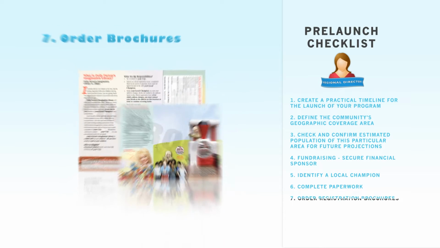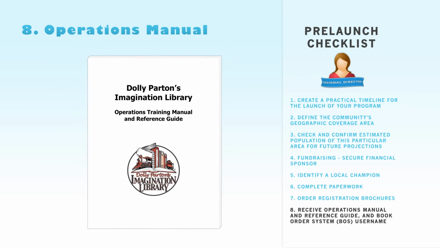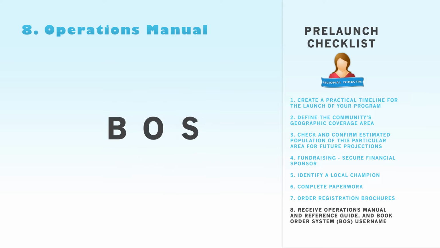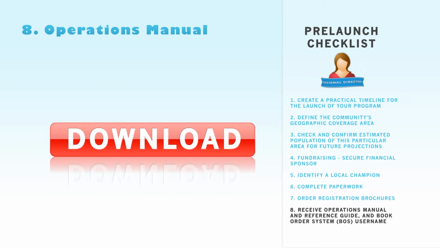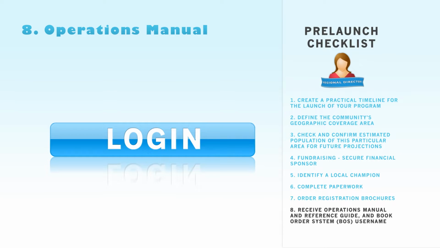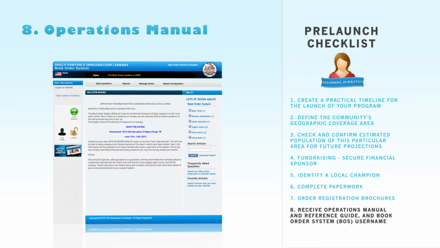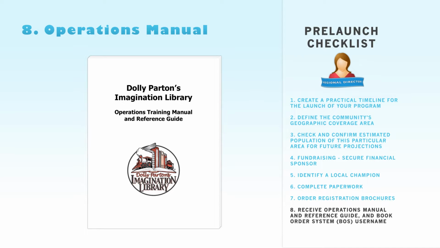So now that you have successfully completed steps 1 through 7 in your pre-launch checklist, it's time to download your operations manual and get familiar with your book order system, referred to as your BOS. Your affiliate relations manager will email you the link and instructions to download your operations manual, as well as your personal BOS login information. Keep in mind that your operations manual and reference guide are available within your online support center, which we will cover a bit later. It is very important that you read your operations manual and reference guide to get more familiar with the BOS so that you can help maintain your affiliate database.